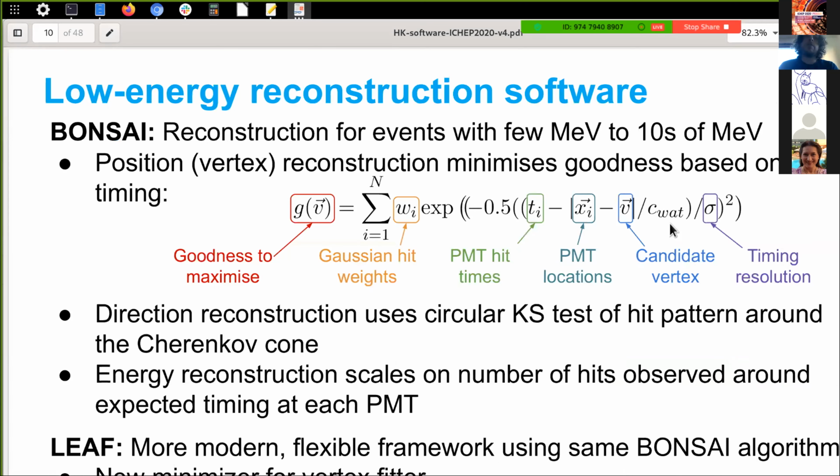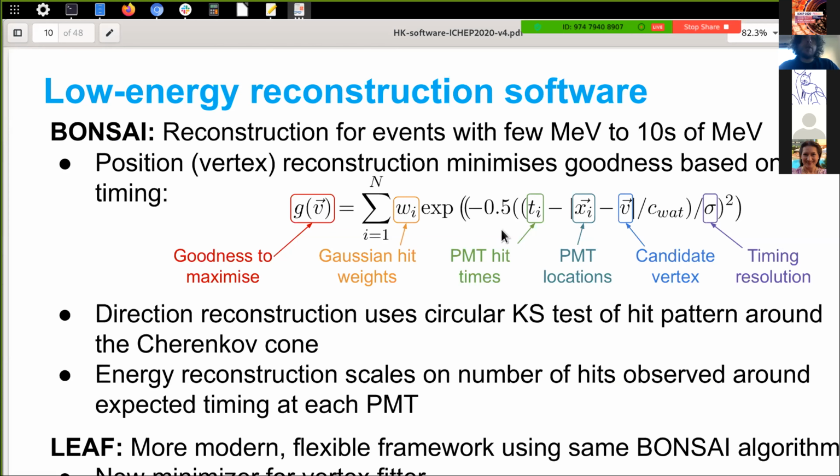So moving on to the reconstruction software, starting off with the low energy reconstruction, we use a package called Bonsai, which was originally developed for Super-K, and it starts off by fitting the vertex position of the event, and this is all based on the hit timing. So it tries to maximize this goodness variable, which is based on the timing residuals, so that's the time that we observe a hit in a particular PMT relative to the time we expect that PMT to be hit, given a candidate vertex and the expected time of flight of a photon in the water.